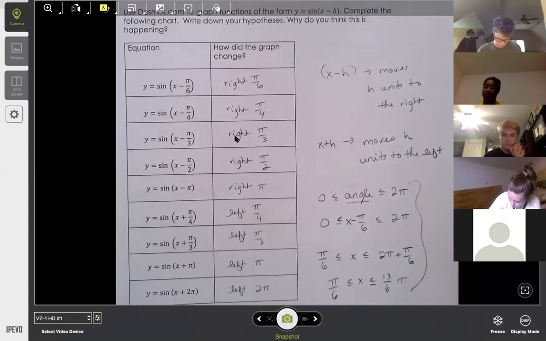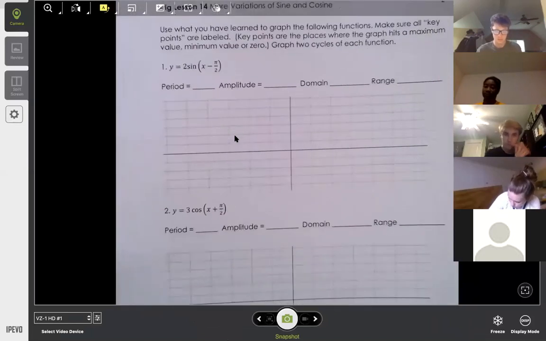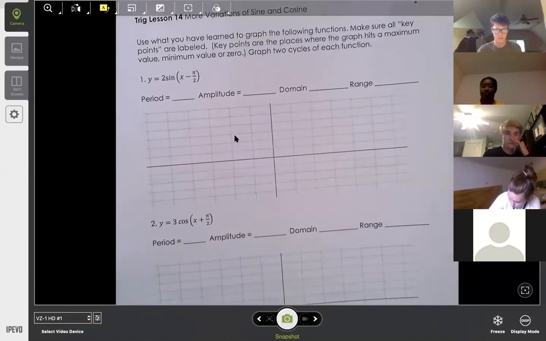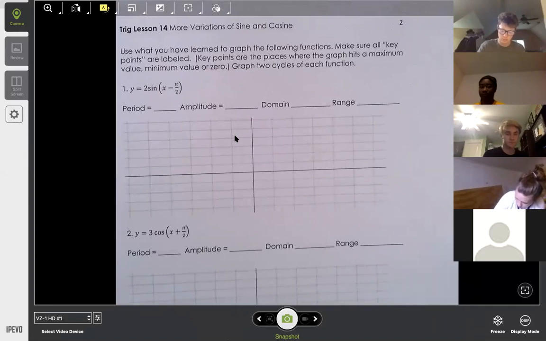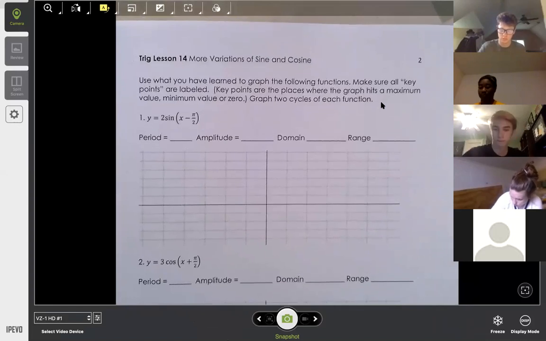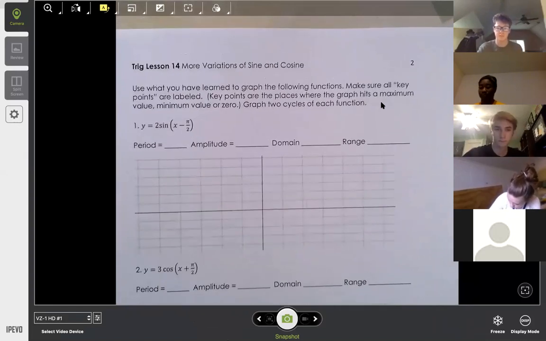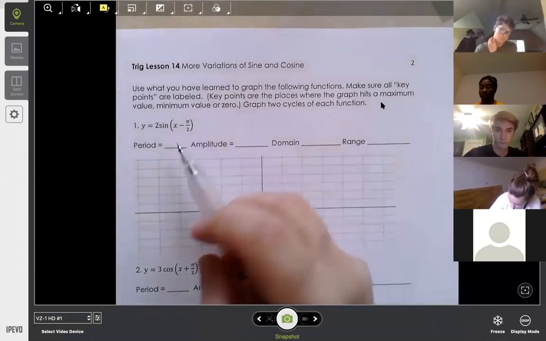All right, let's go ahead and go to the next page and start doing some examples. Okay, we got a good half hour yet. So let's use what we've learned to graph some functions.